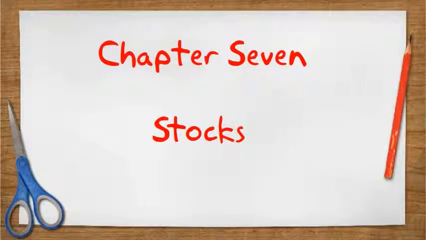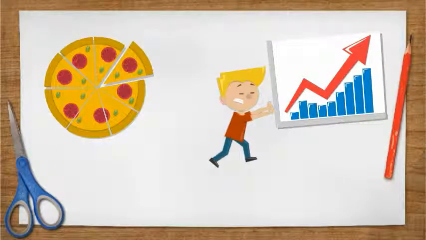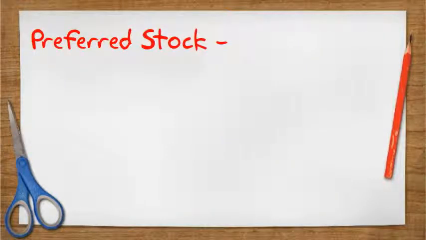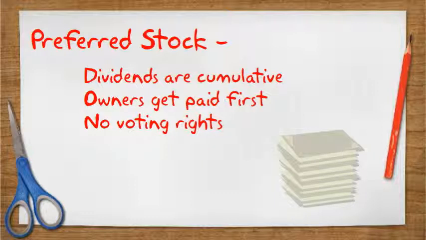Since Mike's Pizza Company is publicly traded, he needs to know about stocks. Mike can issue either preferred stock or common stock. Preferred stock is a hybrid because it is similar to a bond in some respects and to common stock in others. Dividends are cumulative, and preferred stock owners have priority to assets and earnings before common shareholders. However, they do not have voting rights.